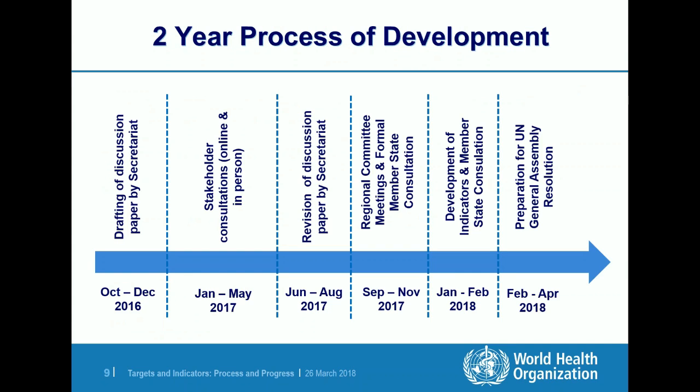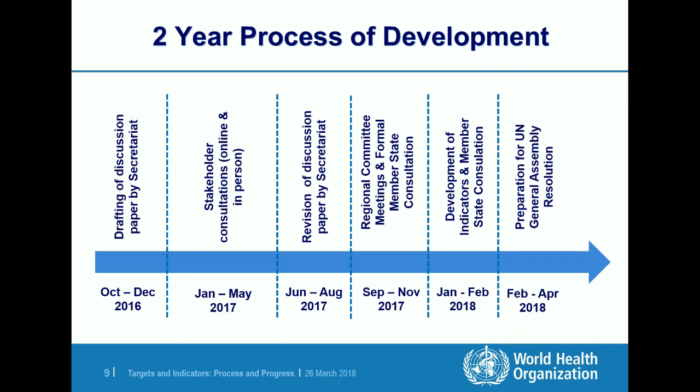As you can see, the process of developing these global targets took about 2 years, starting with the initial declaration in Brasilia in 2015, followed by the UN General Assembly resolution and the WHO resolution as well. Following this, the initial work to draft the discussion paper by the Secretariat took place between October and December of 2016. An early draft of the discussion paper was then released in January of 2017. And between January and May of 2017, a series of consultations took place. These included online consultations as well as in-person consultations with various stakeholder groups.